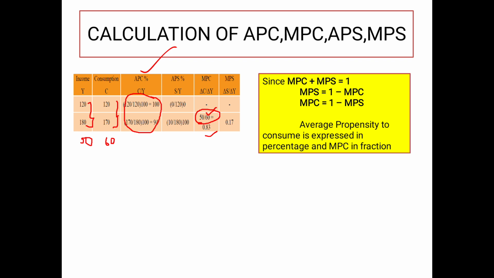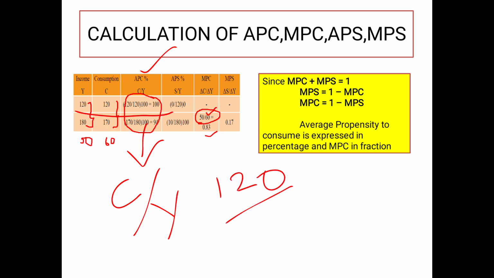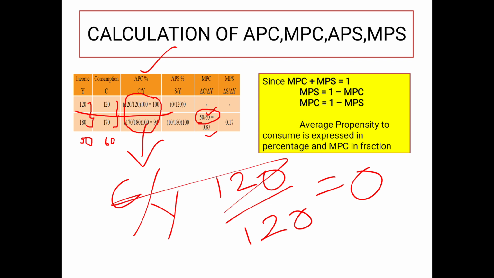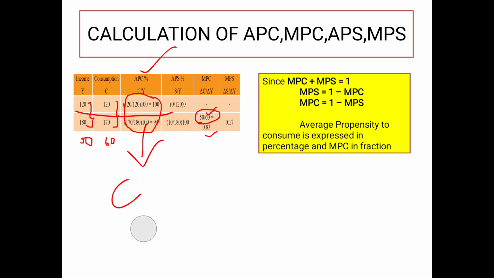What is MPC's formula? MPC, this row's formula is nothing but C by Y. In the first column, consumption is 120 and income is 120. So how much will your saving be? Saving is going to be 0, because whatever income you get, you are going to spend it. So you have derived this column.